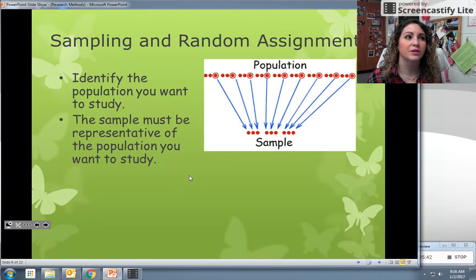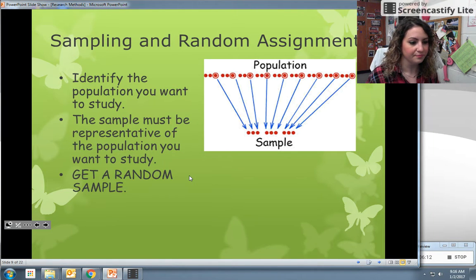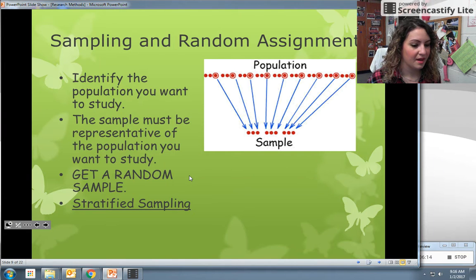A random sample would not be passing out flyers to everyone in the hallway during passing periods, because number one, not everyone has an equal opportunity to be in the sample. Because what if you're not in the hallway during that passing period? What if you're running late? What if you're absent that day? What if you don't take that hallway? Not everyone has an equal chance, and that's what it means for it to be random. Everyone has an equal chance to be selected as part of the sample. So you got to get a random sample.